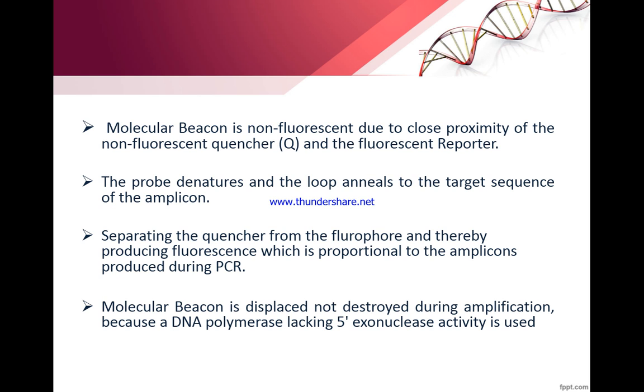The probe denatures and the loop anneals to the target sequence of the amplicon, separating the quencher from the fluorophore and thereby producing fluorescence, which is proportional to the amplicons produced during PCR. The molecular beacon is displaced, not destroyed, during amplification because a DNA polymerase lacking 5' exonuclease activity is used. So here it isn't lost.